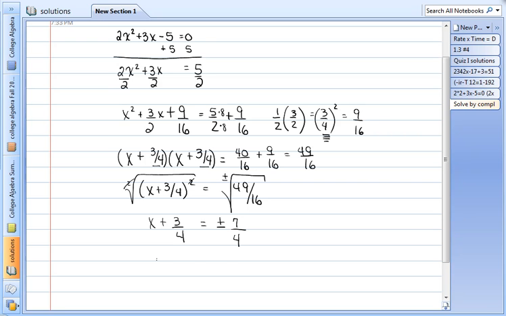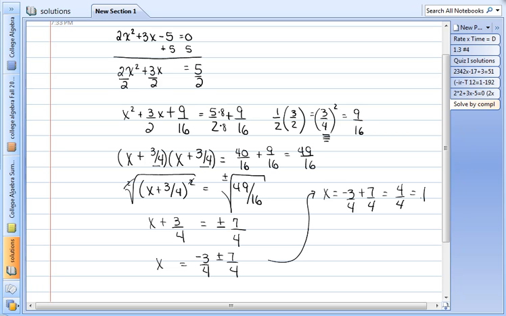Continue solving for x by subtracting 3/4 from both sides of the equation. And then we'll come up here, we've got two answers. One is negative 3/4 plus 7/4, which is 4/4, or the number 1. And then the other answer is found by subtracting 3/4 minus 7/4, which is negative 10/4, which reduces to negative 5/2. And those are your two solutions to that quadratic, solving by using completing the square method.